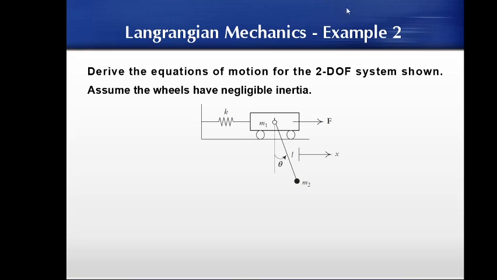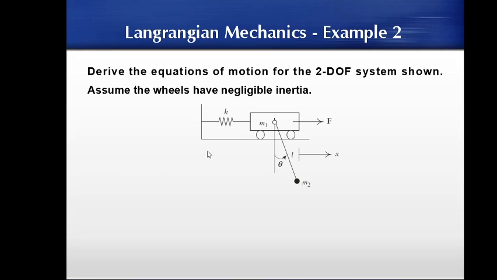Here the 2 degree of freedom system is shown to you, and it is also said to assume the wheels have negligible inertia, so the rotational torque acting on the wheels, which is equivalent to the torque acting on a sphere, can be neglected for the time being, as mentioned in the question. If it is not mentioned, we need to take care of that. This was a question asked in a recent university examination of robotics.